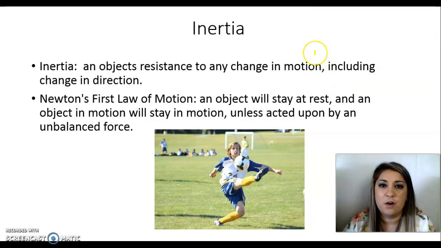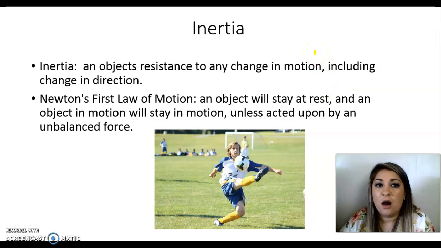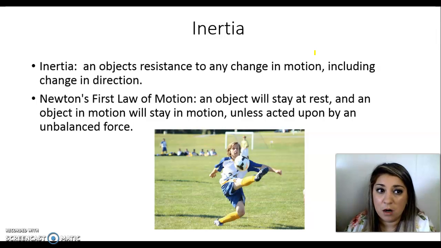So let's talk about inertia for a moment. Inertia is an object's resistance to any change in motion, including a change in direction. So, for instance, we have this soccer player kicking the soccer ball. We know that inertia is involved here because there was a change in motion, okay? The soccer ball was probably just still on the ground, and then the soccer player ran up and kicked the ball, which changed the direction and the motion of the ball. So the object's resistance to change is known as inertia.